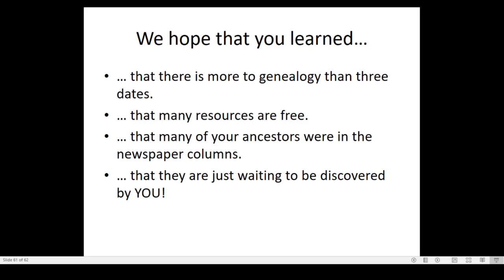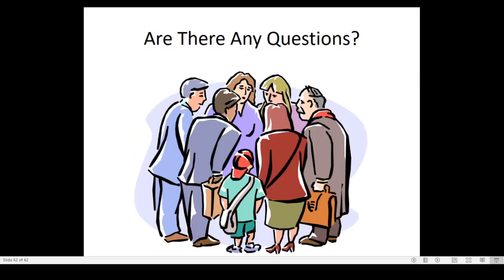So we hope that you learned something about newspapers, that there's certainly more to genealogy than 3 dates. Go beyond that. Many of those resources are free, and many of your ancestors were in the newspaper columns. They did make it. And they're just waiting for you to discover them. Are there any questions? Yes, Steve.